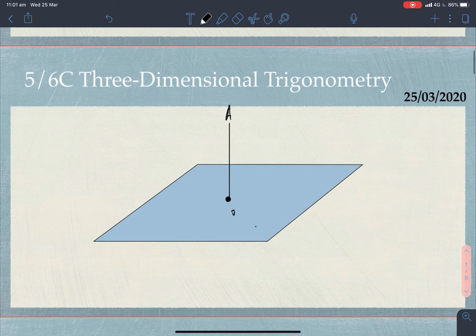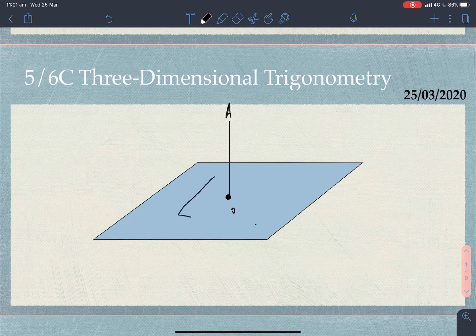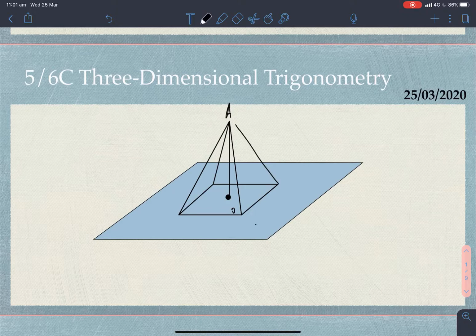And if I draw a rectangle on the bottom, and connect all the corners to point A, now I've got myself a rectangular pyramid. The top of the pyramid, we call the apex. And then the bottom, we call the base.